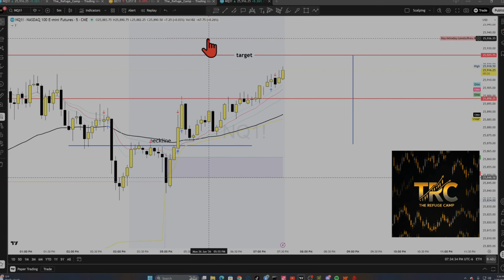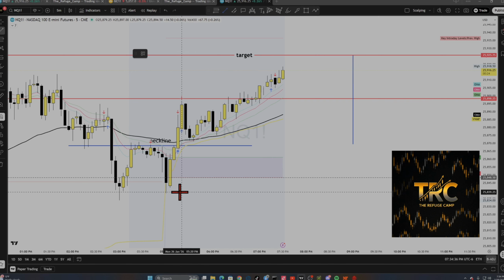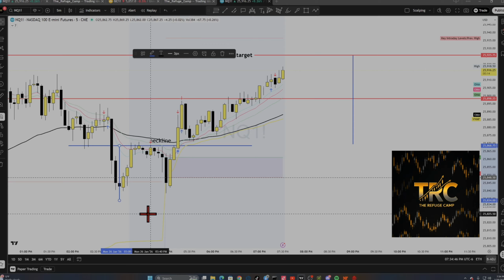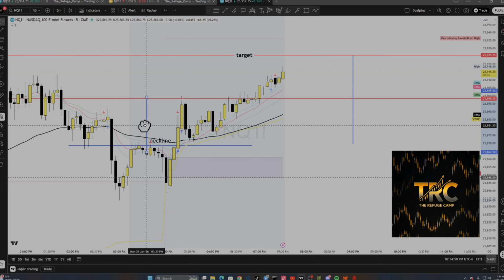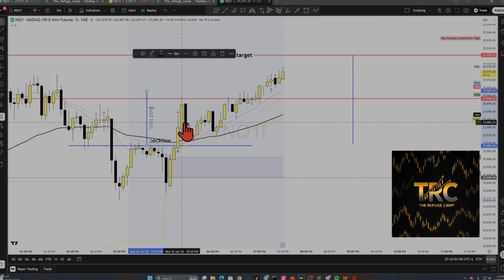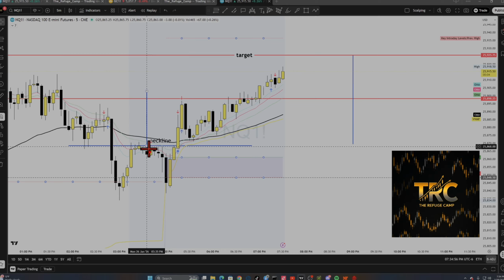Next thing I'm going to do is measure how big of a double bottom this is. I'm going to go from the bottom of this wick right here up to this neckline, straight up and down. Then I'm going to take that measurement and put it right on top of that neckline, right here.